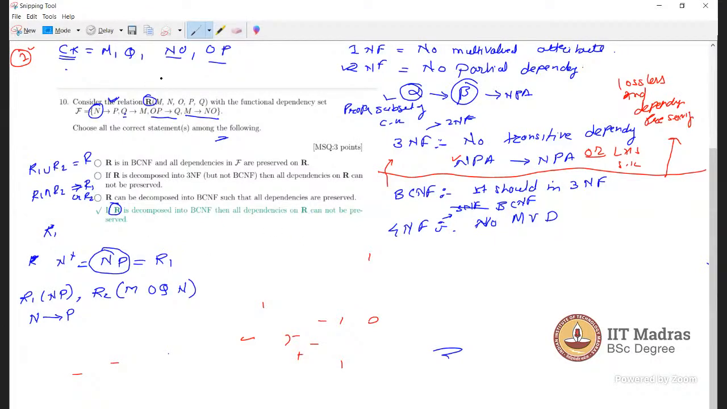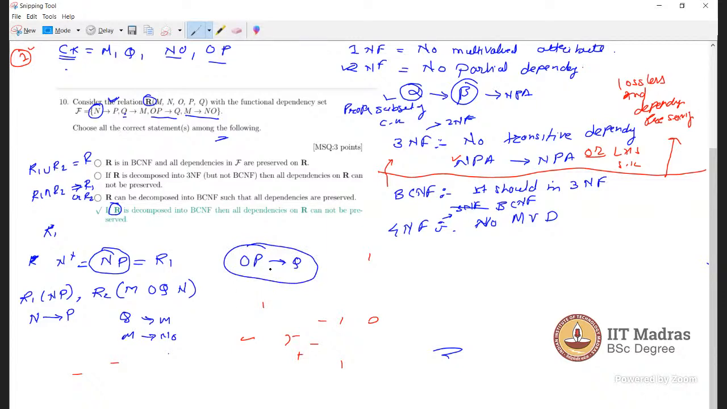No, it is not happening. See, here, what are the applicable functional dependencies for R2? N determines P is there, Q determines M is there. So I write OP determines Q, but P is not present in R2, so it is not applicable to R2. Okay, so M determines NO is also preserved. So this functional dependency is not preserved here.